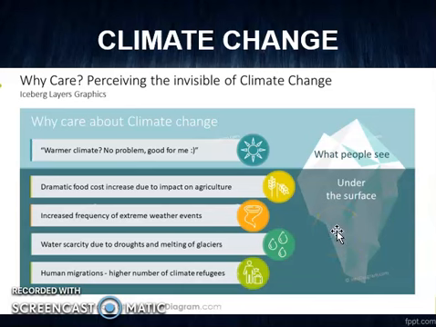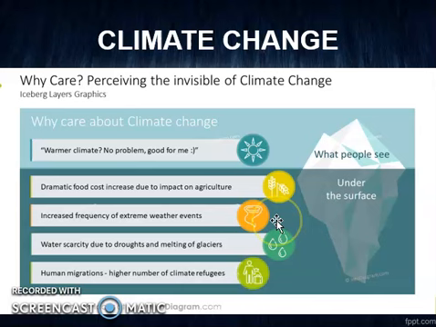Now, why do we care about climate change? Some of the reasons why we have to care or we have to be alert about this problem that we call climate change. First of the reasons why we have to be alert about it.